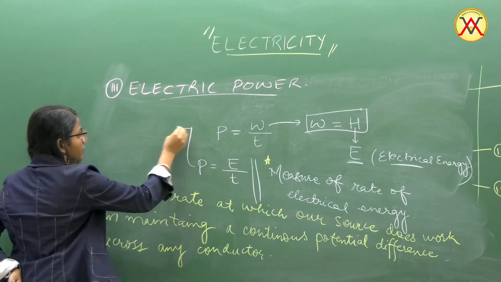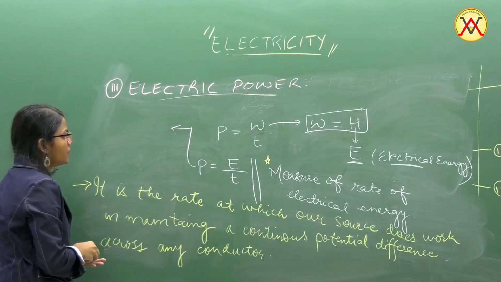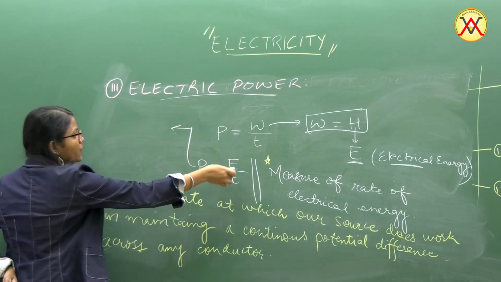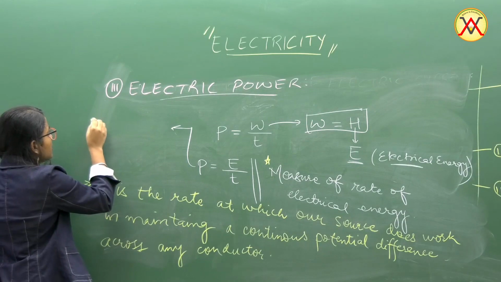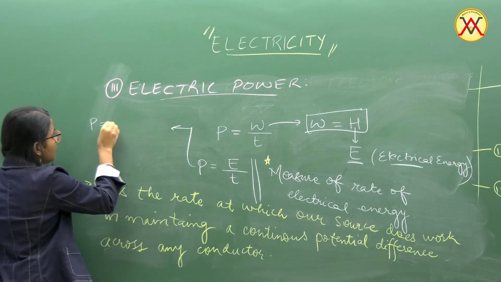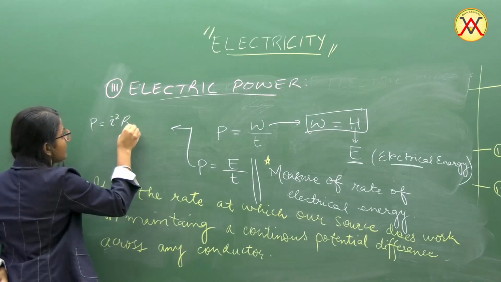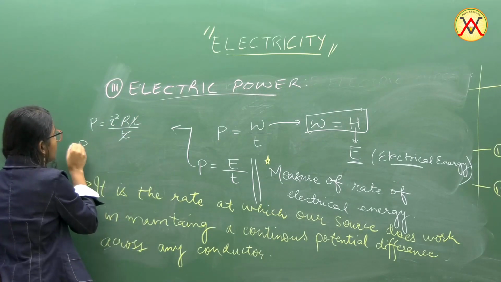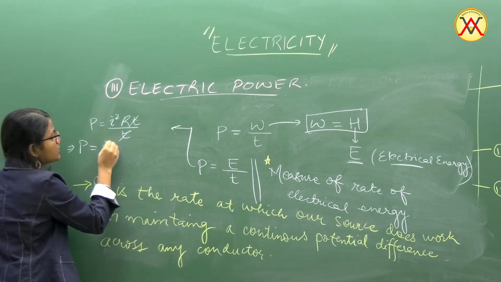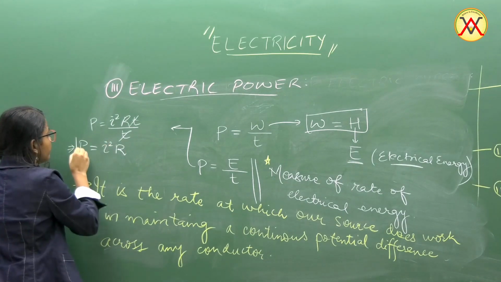From here, what do we have? Power equals electrical energy upon time, right? This energy is nothing but I square RT, divided by T. T and T get cancelled out. So our power equals I square R.